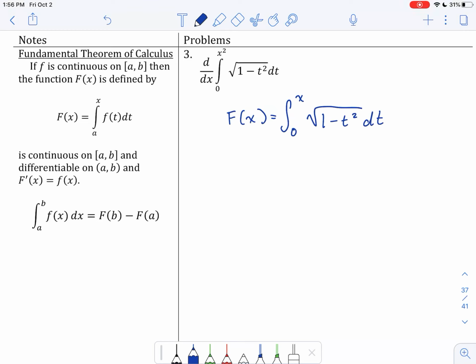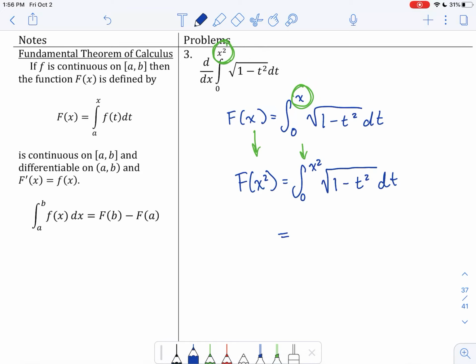But we don't have x. We have x squared. So we're just going to change the same thing on both sides, just like we would for a normal function. F of x squared is equal to the integral from 0 to x squared of root 1 minus t squared dt. So then the integral, we know this, is f of x squared minus f of 0. This is using our second part here.